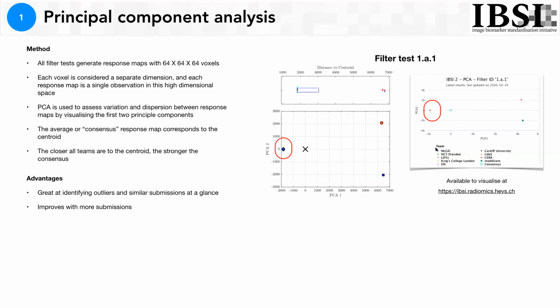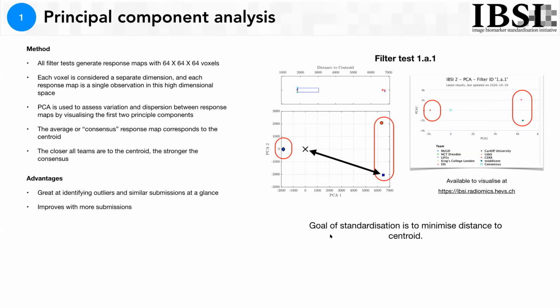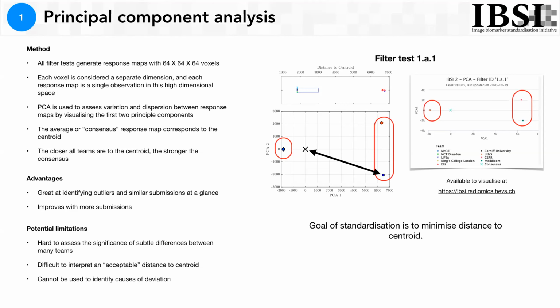And as an example, there are 9 submissions in total, and 7 of them are all clustered very close together at this point. And we see that there are 2 submissions significantly further away from the centroid, suggesting that there may be some significant difference here. And of course, the idea is to minimize the distance to the centroid as much as possible.